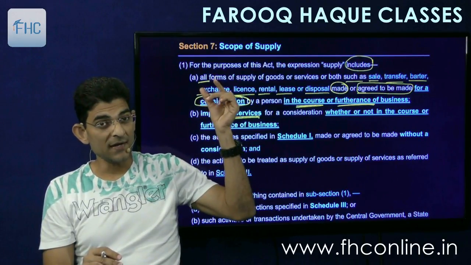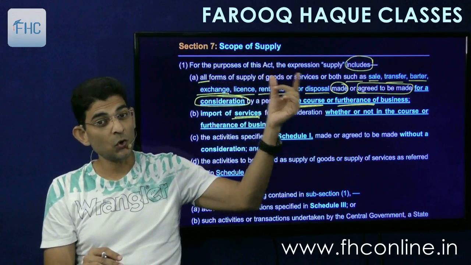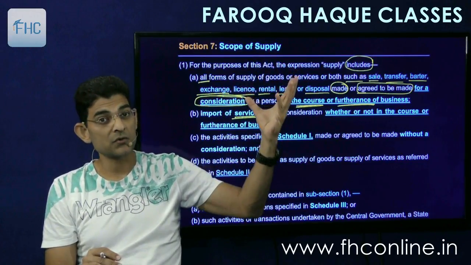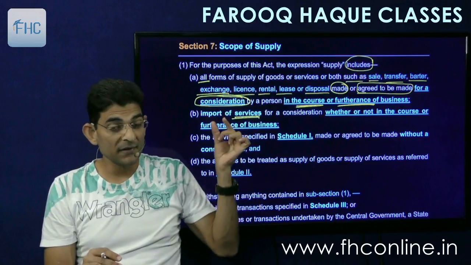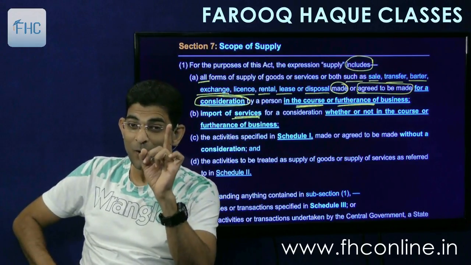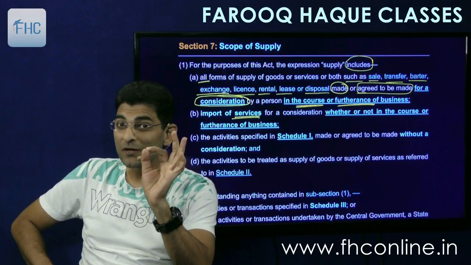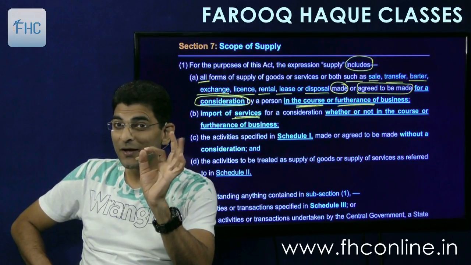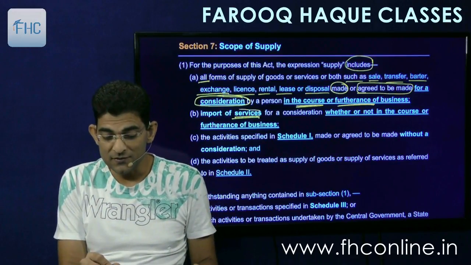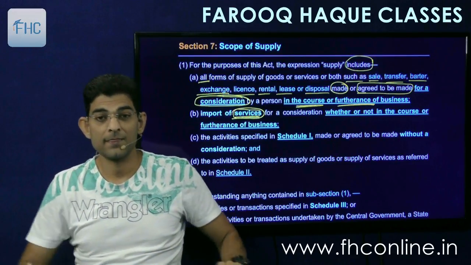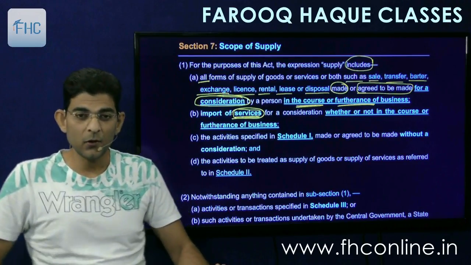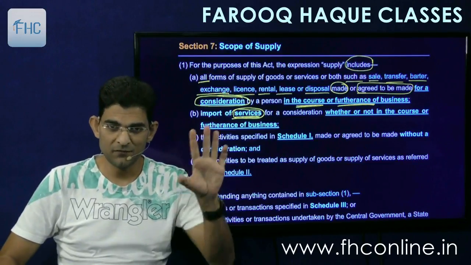Like in clause A, what is written? Goods or service. So clause A applies to both goods and services, because this is a general clause, it applies to both. But now see, clause B is applicable only to services and not goods. Understood? So underline this, service. Import of services. Now I'll tell you why goods is not given there, but wait for that.